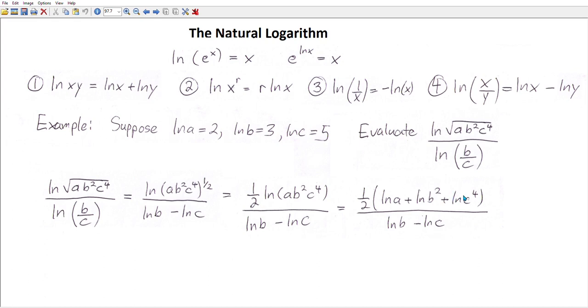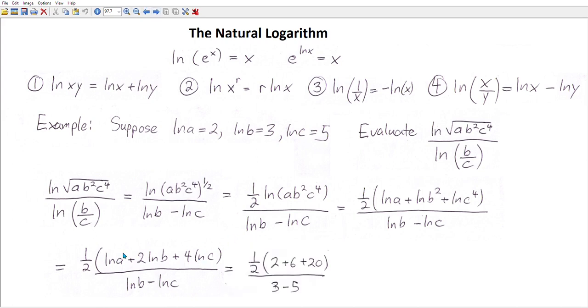And now finally, using our log of x to the r is r log x, we get log a, the b squared became 2 log b, the c to the 4th became 4 log c, and now all you have to do is plug in the numbers. Okay, we know log a is 2, we know log b is 3, so 2 times 3 is 6, and we know log c is 5. 4 times 5 is 20, and you do the algebra, and that works out to be minus 7.